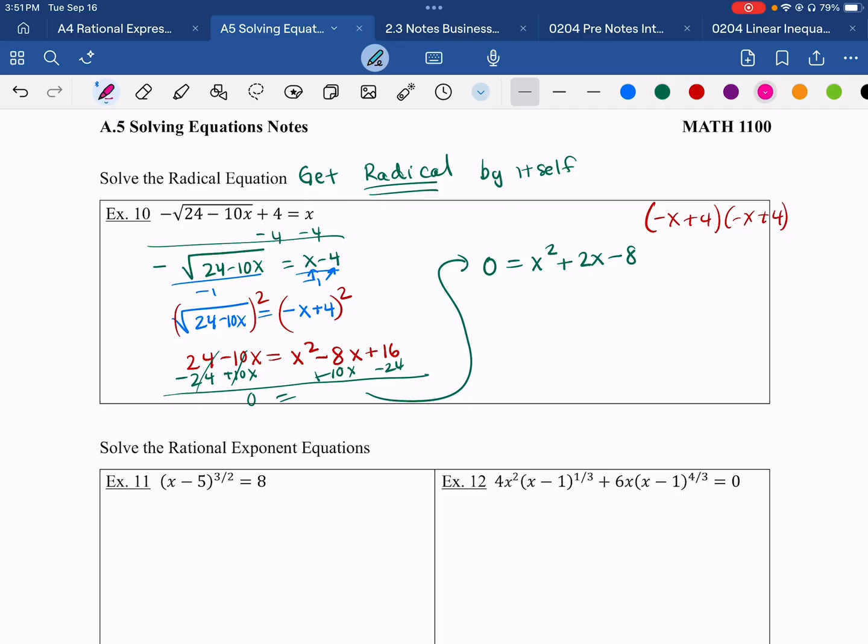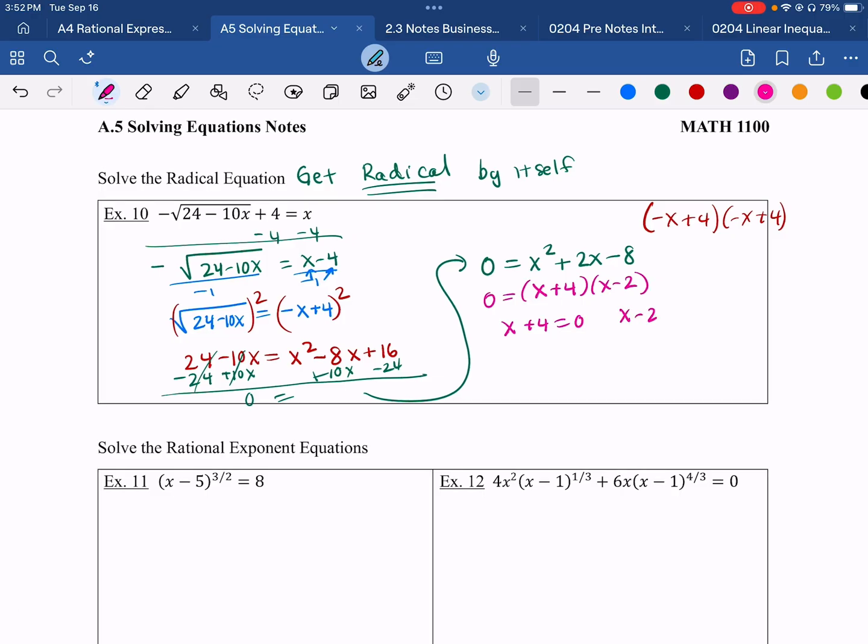Now I'm going to look to see if I can factor. Are there two numbers that multiply to give me negative 8 and subtract to give me 2? That's an x plus a 4, x minus a 2. So x plus 4 equals 0, x minus 2 equals 0, x equals negative 4, and x equals 2.